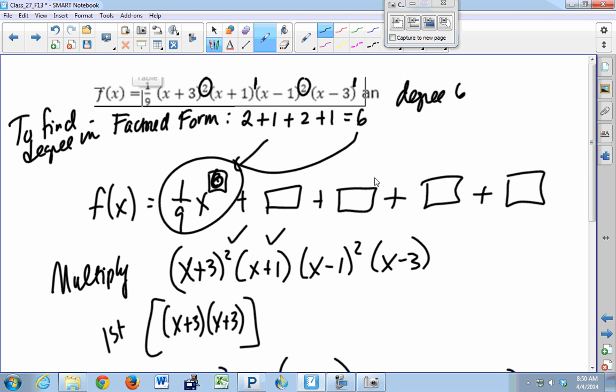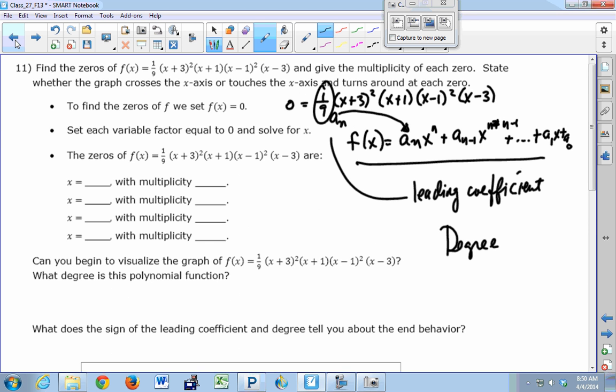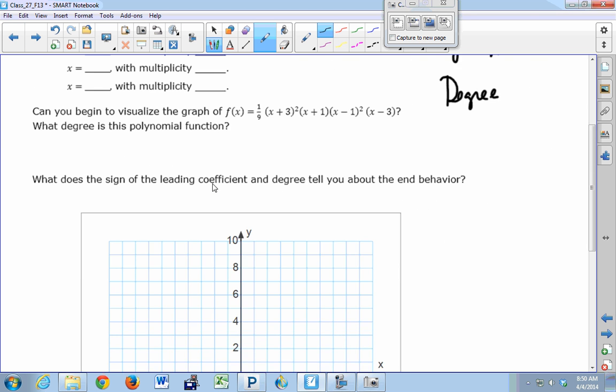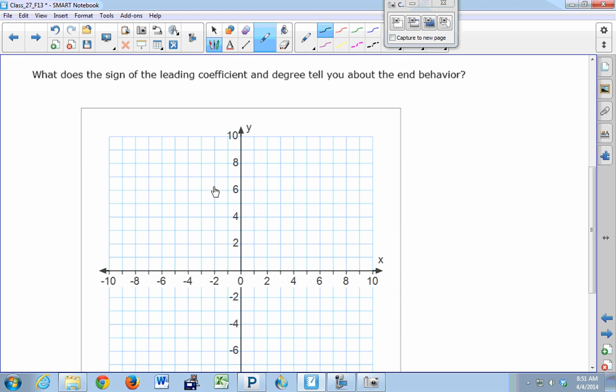Okay? Now, let's go back to our graph. So, this polynomial is going to be 1/9 x to the 6th plus a bunch of junk. Is that an even or an odd degree? Even. So what do we know about the end behavior? Because it's an even degree polynomial.